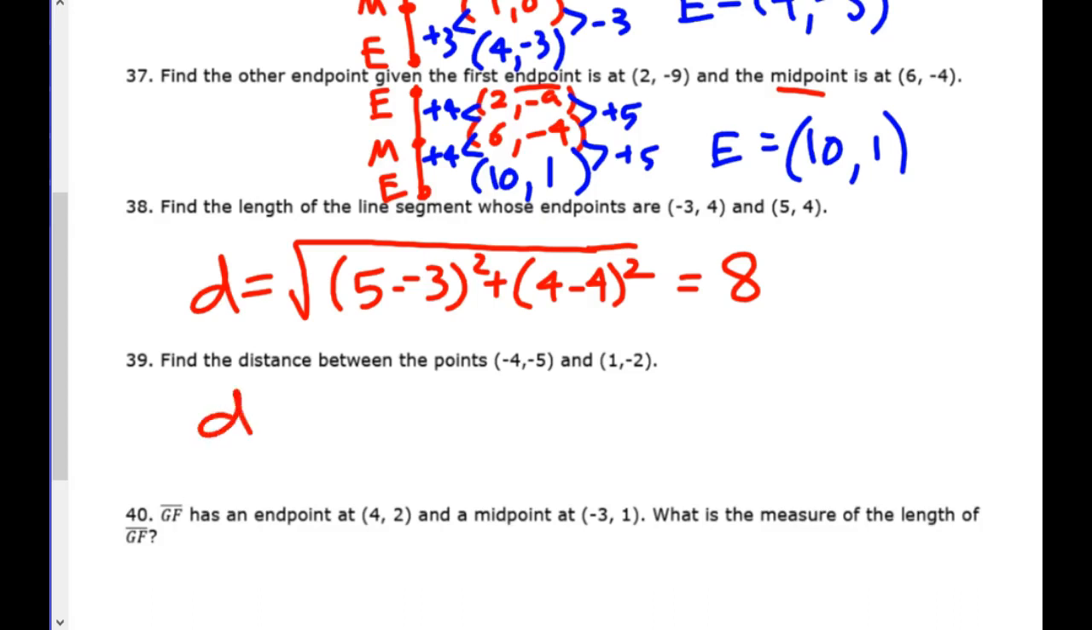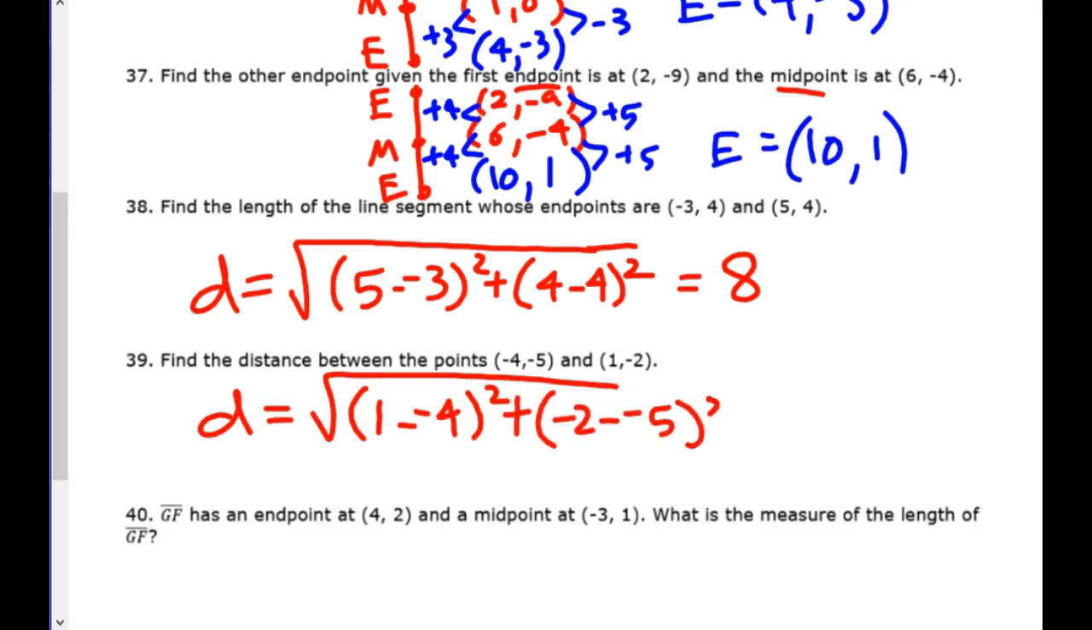Alright, over here, distance x2 minus x1 plus y2 minus y1, make sure those are squared. Type it in the calculator, square root, parentheses, 1 minus negative sign 4, parentheses squared plus parentheses, -2 minus negative sign 5, parentheses squared. I got 5.83.